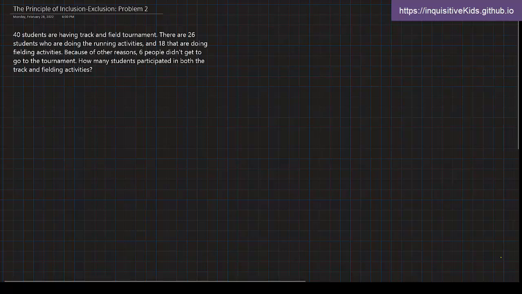Problem 2. 40 students are having a track and field tournament. Track and field is basically around the school track. People would run, say, a 100-meter dash, 50-meter dash, 800-meter run, I guess. And there's also field activities on the middle field. So that's just kind of a brief introduction to what track and field is.